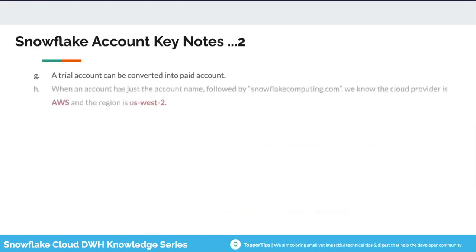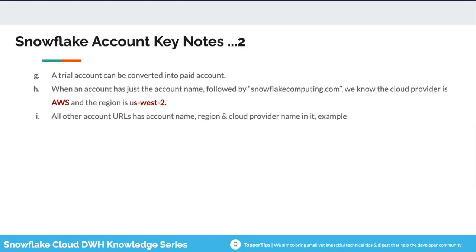Let's continue. A trial account can be converted into a paid account. This is possible. When an account has just the account name followed by snowflakecomputing.com, we know the cloud provider is AWS and the region is US West 2. This is the only exception in the Snowflake URLs. All other account URLs have the account name followed by a region and followed by the cloud provider name in it.